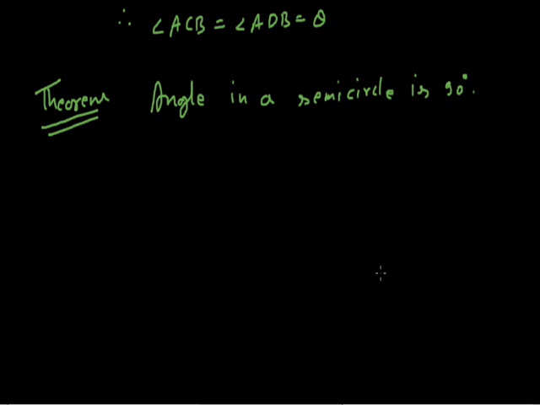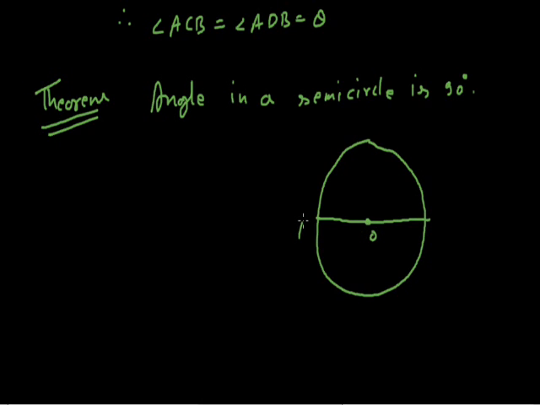So what is the theorem? Let's see first. We have a circle and AB is the diameter of the circle, which is passing through the center. This arc AB will form an angle of 180 degrees at the center.